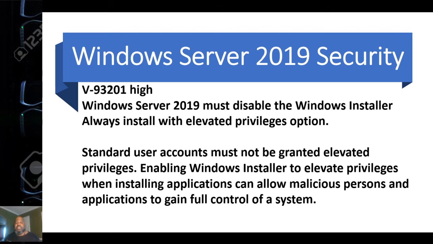Windows Server 2019 must disable the Windows Installer's Always install with elevated privileges option. Standard user accounts must not be granted elevated privileges. Enabling Windows Installer to elevate privileges when installing an application can allow a malicious person or application to gain control. So when you're installing the program, you want to once again make sure it has the right permissions. Because if you give it admin rights while it's installing the program, the person installing the program will actually take it over and they would have admin rights on that program.